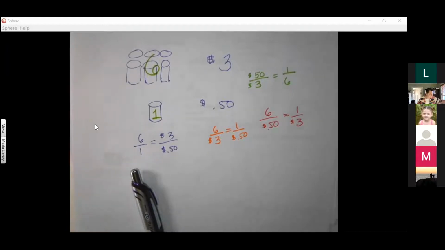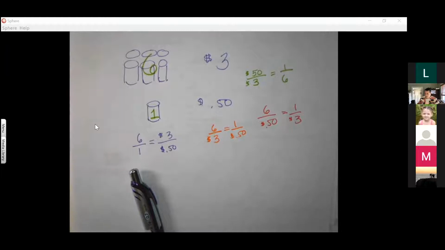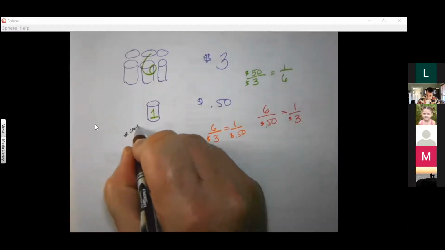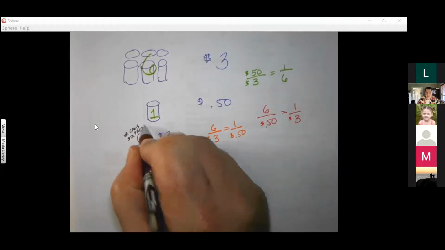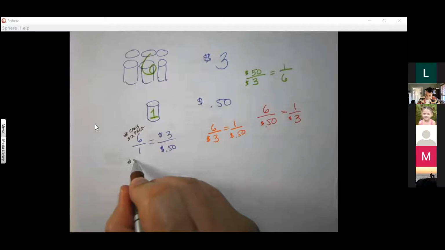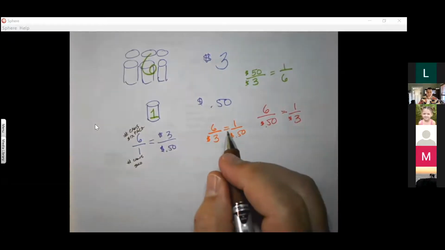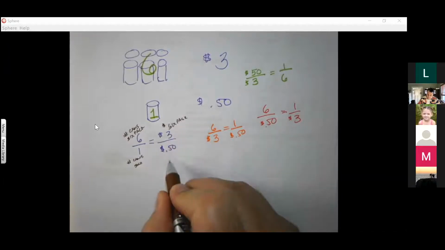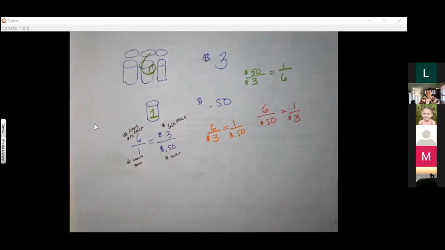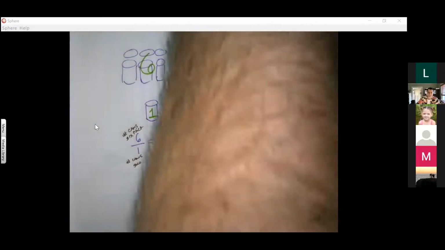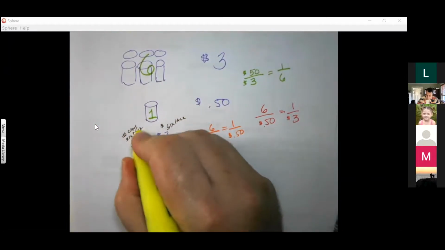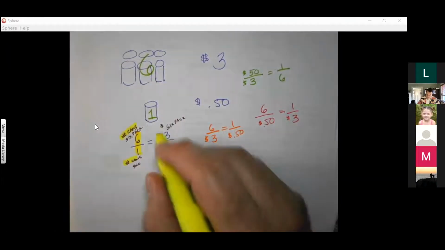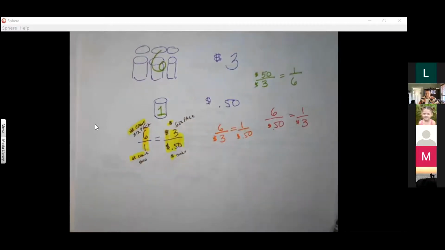When we talk about the number 6, 6 is the number of cans in the 6-pack. 1 is the number of cans in the solo. $3 is the price of the 6-pack, whereas 50 cents is the price of the solo. It's a valid proportion if, when I look at this stuff vertically, they have something in common. Well, these are both numbers of cans. And when I do this one, these are both dollars, so they've got something in common.